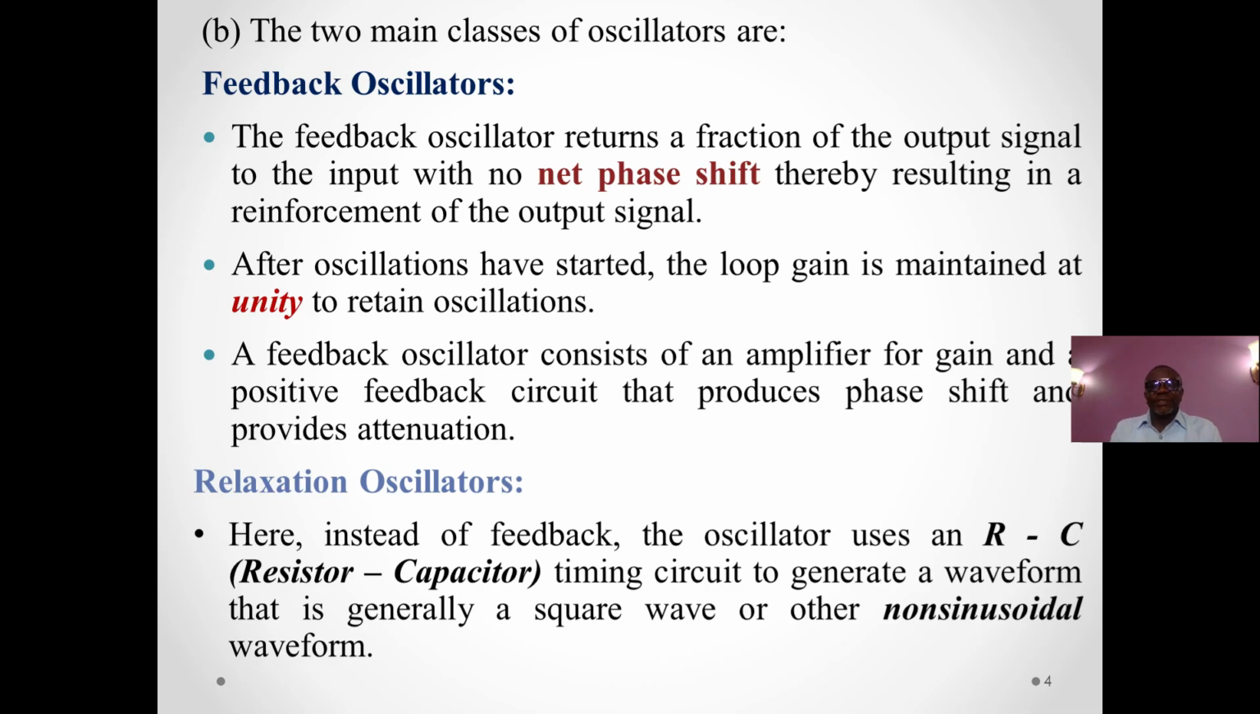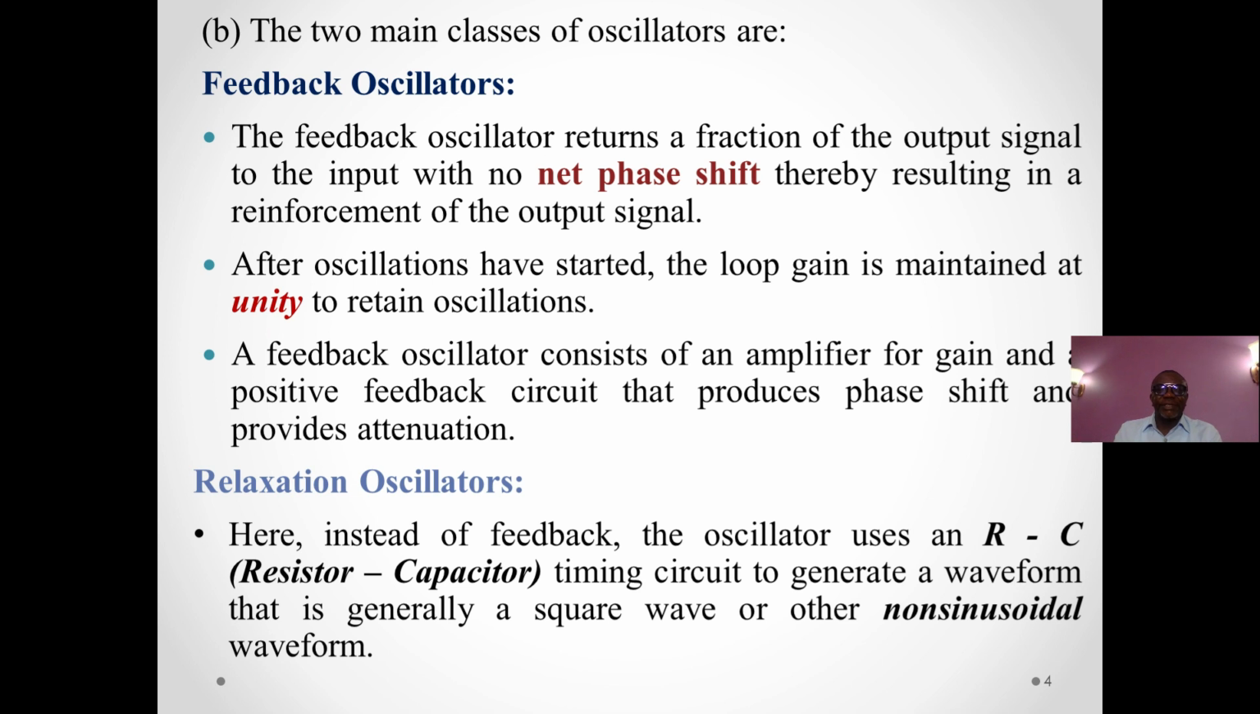Now, after oscillation has started, the loop gain is maintained at unity, that is at 1, to retain oscillation. If the net gain changes, either the oscillation decreases or increases, thereby leading to distortions. So the loop gain must be maintained at unity to retain oscillation.